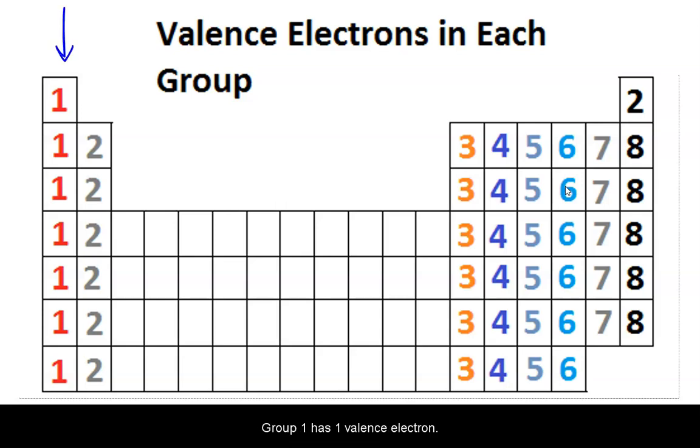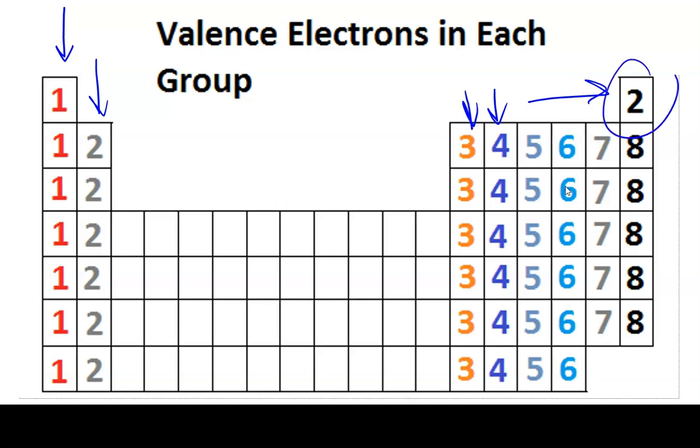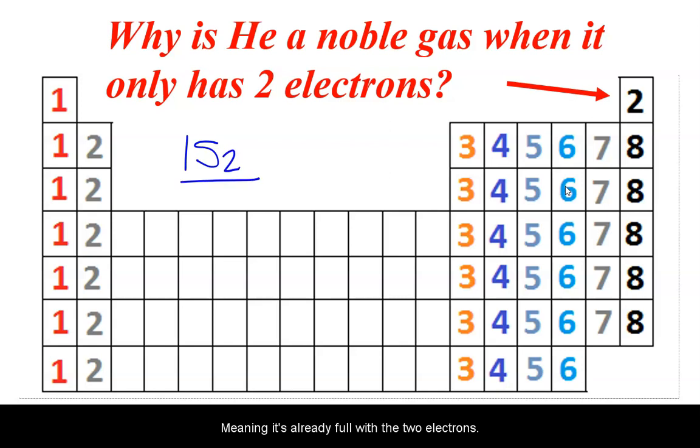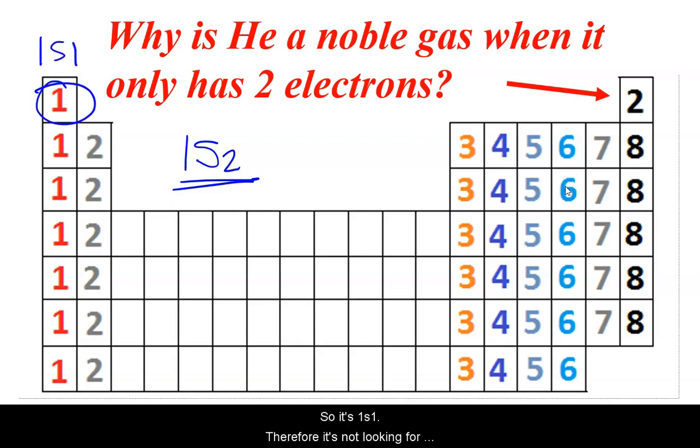Group 1 has 1 valence electron, Group 2 has 2 valence electrons, Group 13 has 3, 14 has 4, and so on. However, helium only has 2. And why is this? That's because its electron configuration is 1s2, meaning it's already full with the 2 electrons, whereas hydrogen only has 1, so it's 1s1. Therefore, it's not looking for another element to fill out its electron configuration because it's already full.